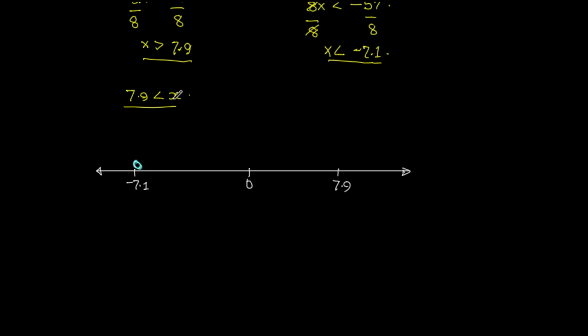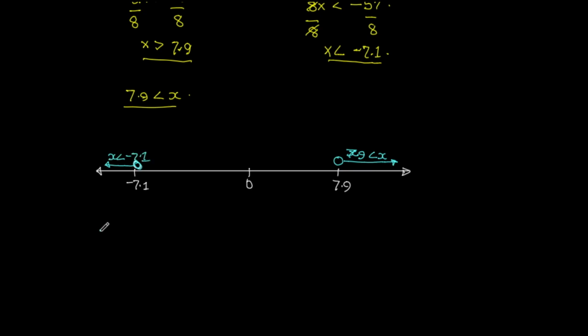We have numbers that are less than negative 7.1. They are to the left. Then here we need numbers that are greater than 7.9. They are also on this side here. So we have x. Let's start with this: 7.9 is less than x, and here we have x is less than negative 7.1.